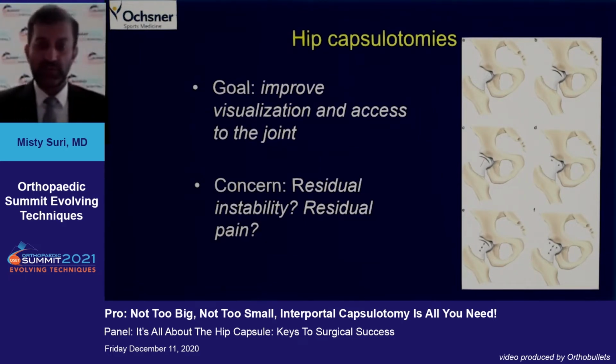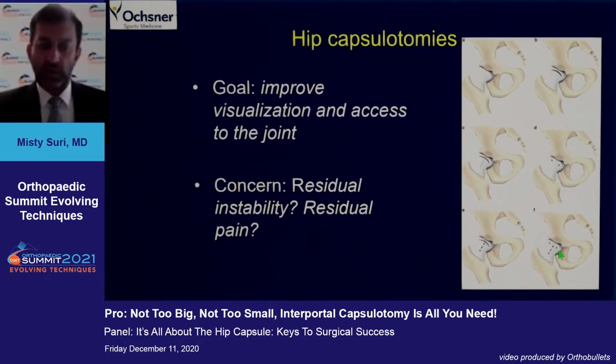And so this is a schematic of the several different types of things that we're talking about with respect to capsular closure. The top right would be the interportal, and this would be a little bit of a T. And then we have our repair here of the interportal, and then our repair of the T, and then our repair of everything, including the T and the interportal.